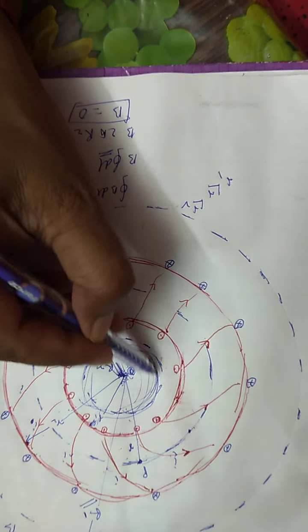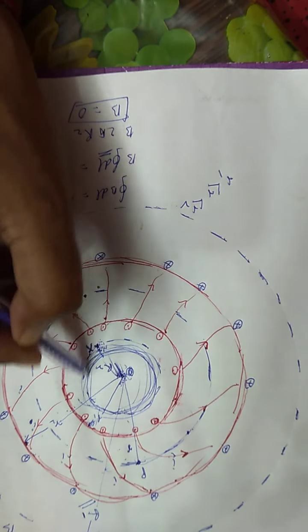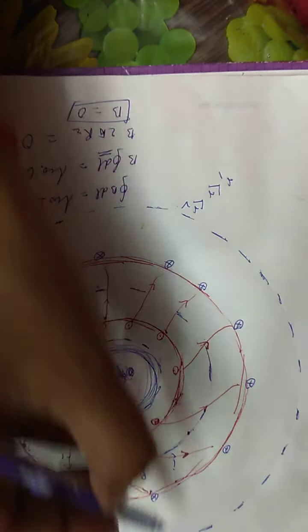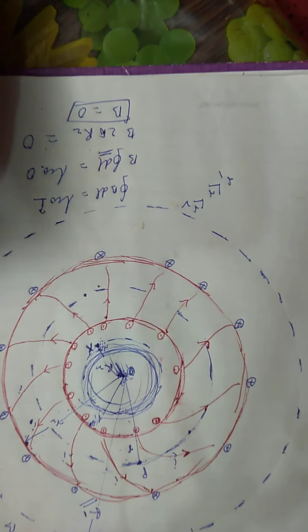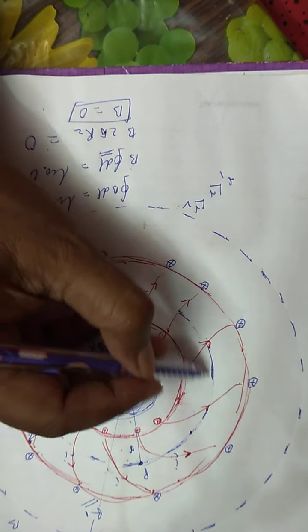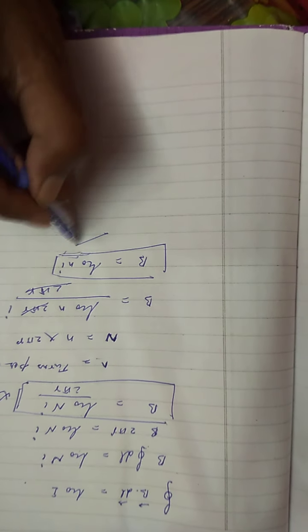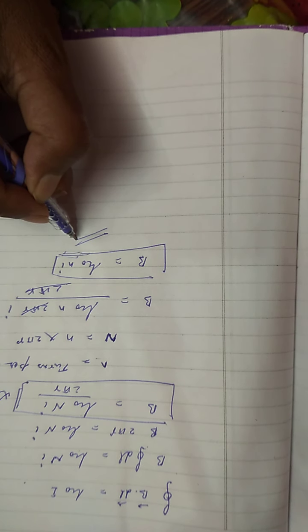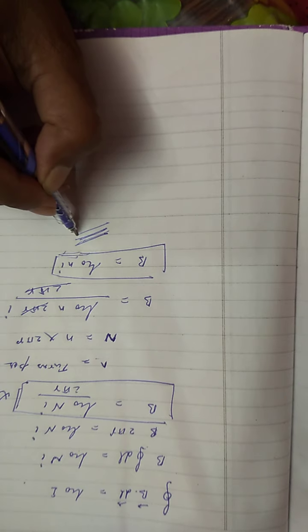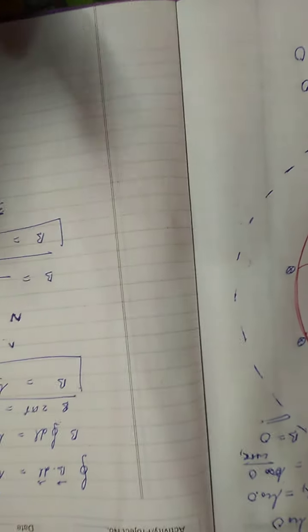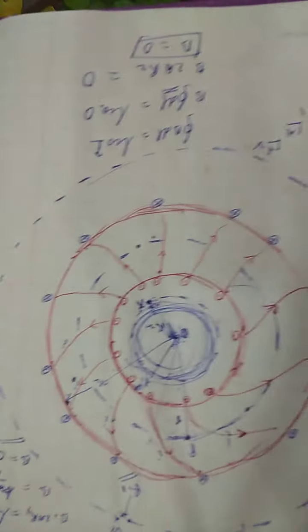So the magnetic field at this point is 0, the magnetic field outside the toroid is 0, but inside the toroid it is mu naught N I. Inside the toroid, what we saw, the magnetic field is mu naught N I. Okay, so this is all about your toroid.